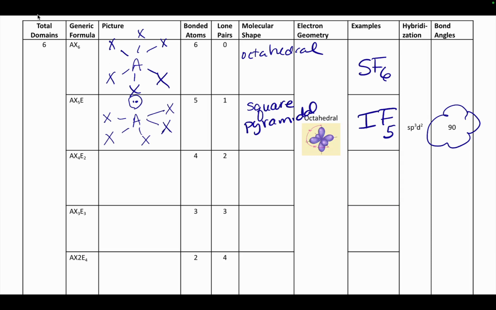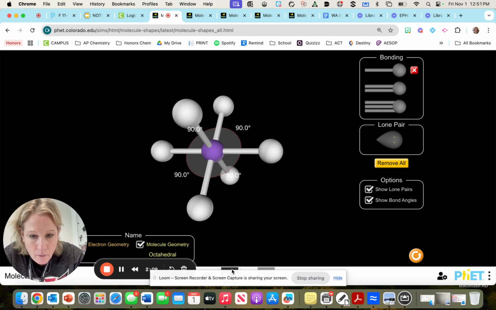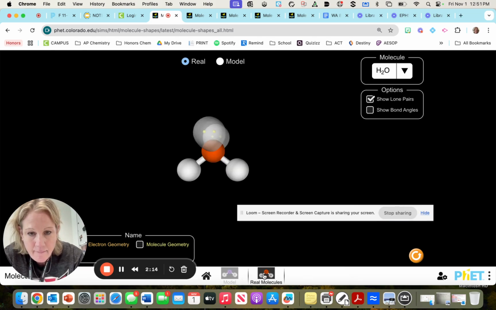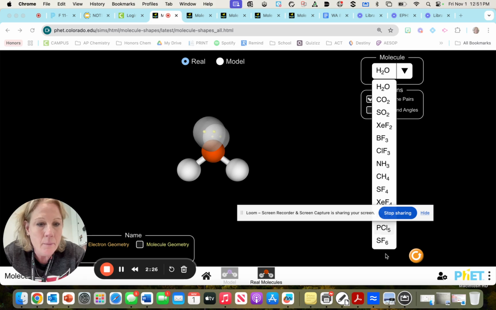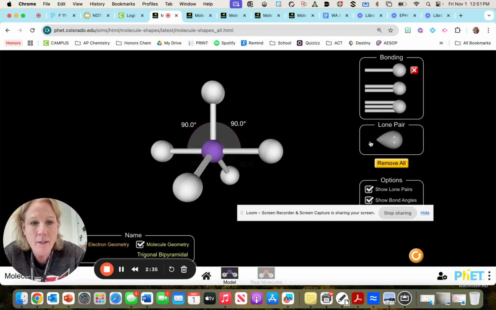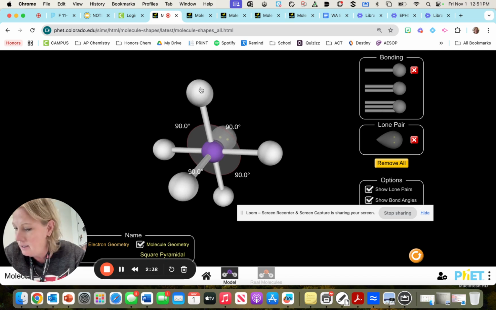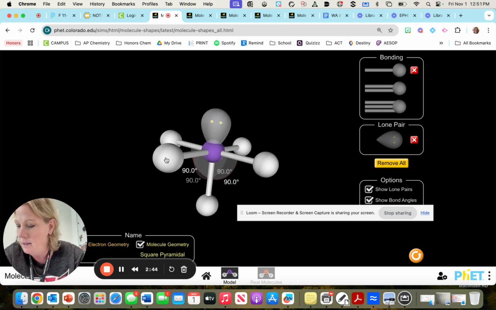So let me show you with the PhET. So this one we could go and do, it's not going to let me do that. Okay. I'm going to pull down and grab, I think there's one in here. Let me look. No, it won't let me. Okay, we'll go back to the model. So it is going to have 1 less bond and 1 lone pair. So you can see why, I think if you look at it like this, you can see why it's called square pyramidal.